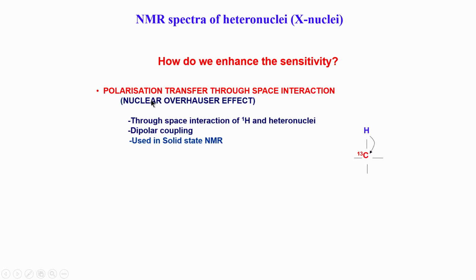This is very similar to what we saw in NOE, and it is actually the same nuclear Overhauser effect, where we saw that if you have two protons which are less than 5 angstroms apart, we can transfer the population or polarization from one proton to the other. The same concept is applicable here, except that instead of two protons, we are using one proton and one carbon, because both are spin half nuclei, and therefore this is possible.